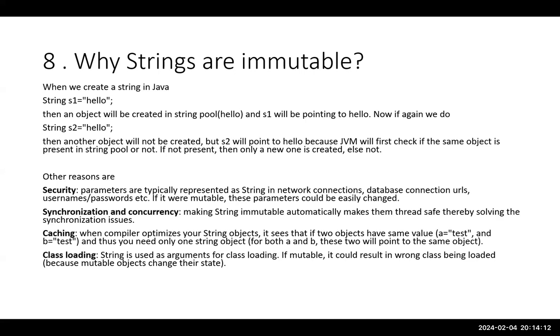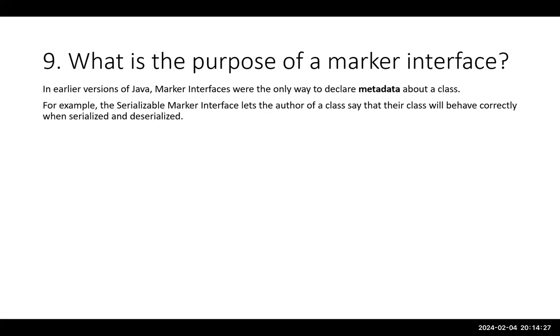If it were mutable, then it can be easily changed. So that's why these are immutable. Synchronization, concurrency, caching, and class loading. Right. So these are the reasons why strings are immutable.